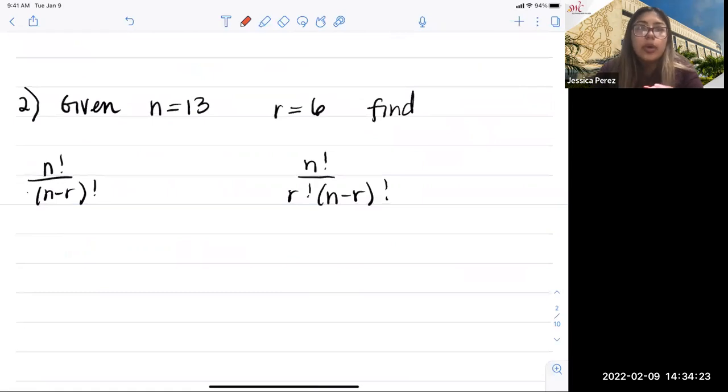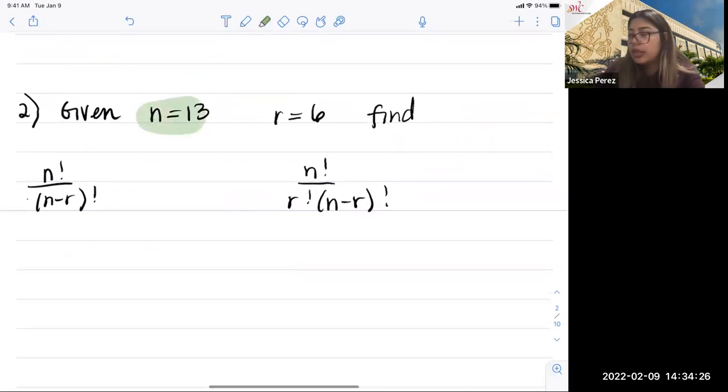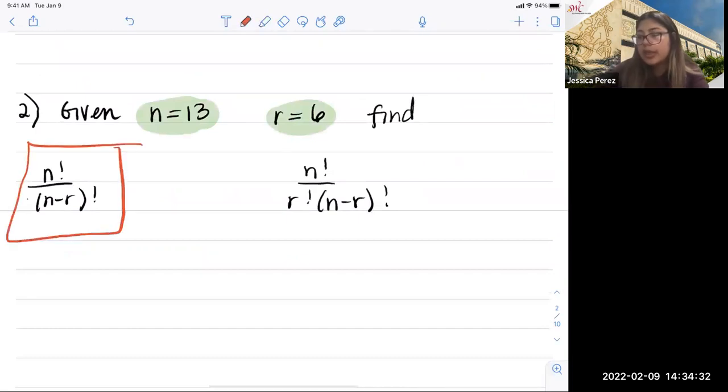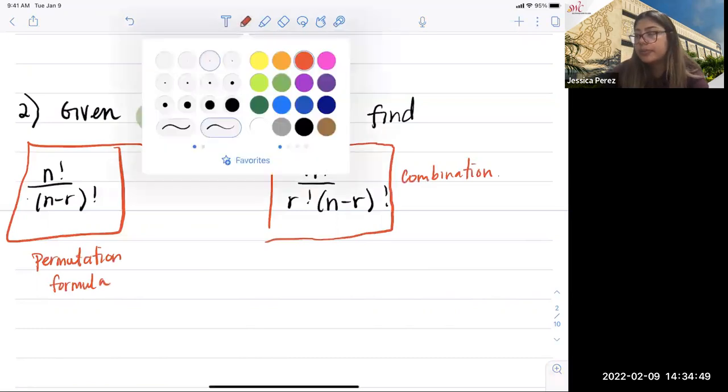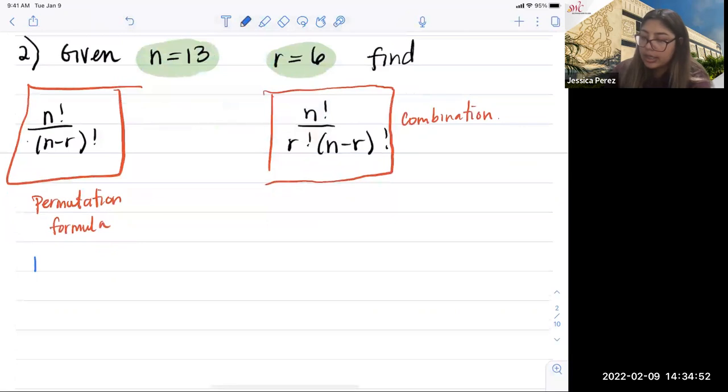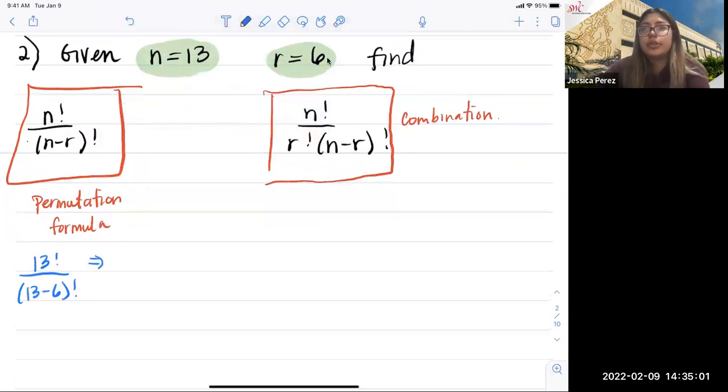Now, what if I give you N and R? You should be familiar with these when we're doing a combination and a permutation. This is a permutation formula that you have to know. And this is the combination formula. And you should know how to evaluate factorials. So the first one, you're plugging it in into 13 factorial over 13 minus 6 factorial. Remember, I'm substituting 13 and 6 in place of N and in place of R.